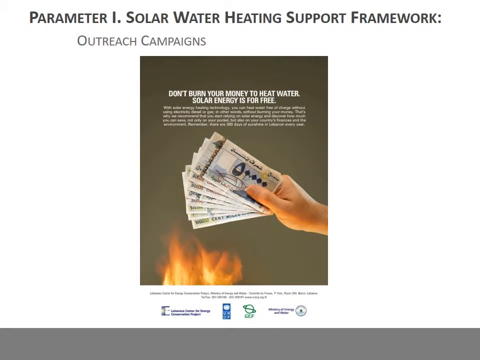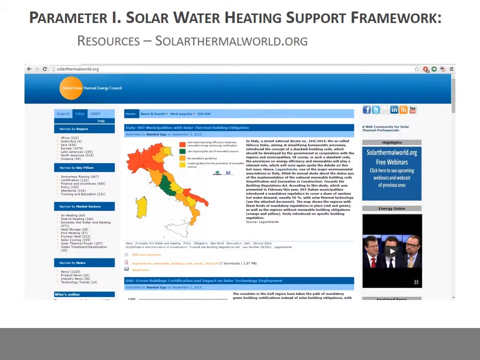Government-led or supported campaigns to raise awareness about solar water heating are an important complement to policy and regulations. While many countries have public outreach campaigns for energy efficiency and renewable energy that include solar water heating, only campaigns that specifically target solar water heating should receive a score of 5. Lebanon's innovative and government-supported outreach campaign stands out as an example of a program that would receive a 5 under the market readiness assessment.